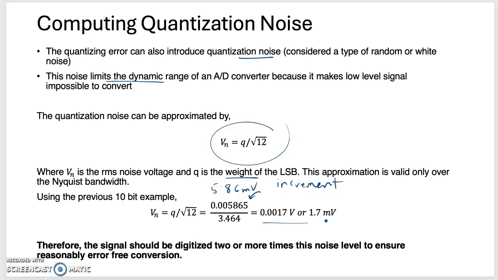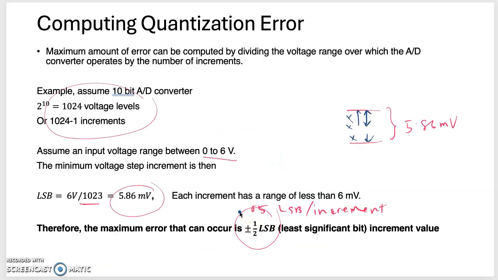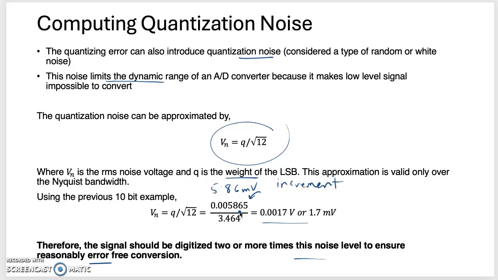Therefore, the signal should be digitized 2 or more times this noise level to ensure a reasonably error-free conversion. The previous example tells us the maximum error that we can get from quantization, from the lack of levels. This tells us the noise introduced from the error, and we have to digitize twice this noise level. So 1.7 millivolt times 2.